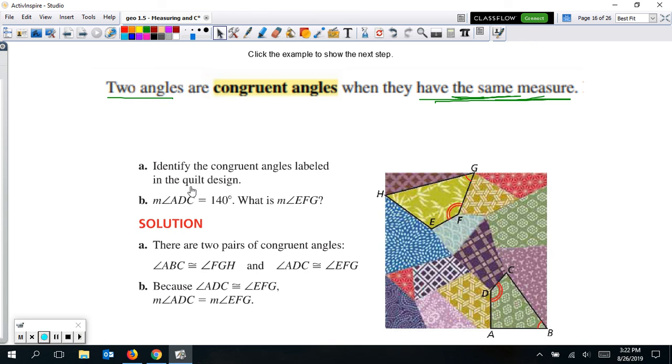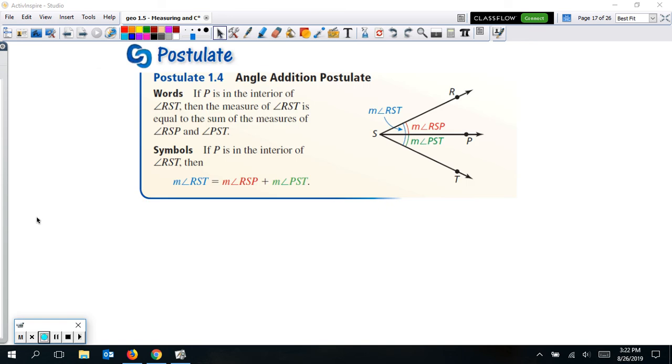Oh yeah, I was doing B, so B right here, that's 140. We can also say if we know what G is, we would know what B is here as well. Okay, so we look at the next one. This one's a postulate, angle addition postulate.